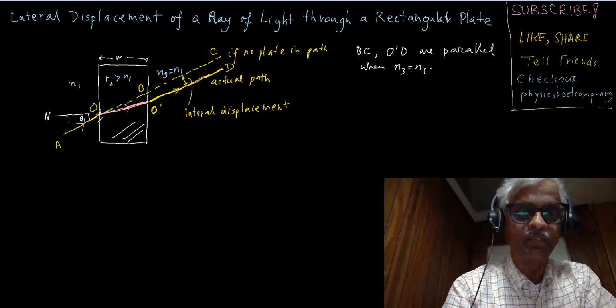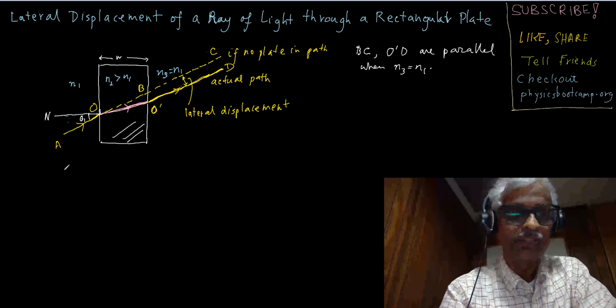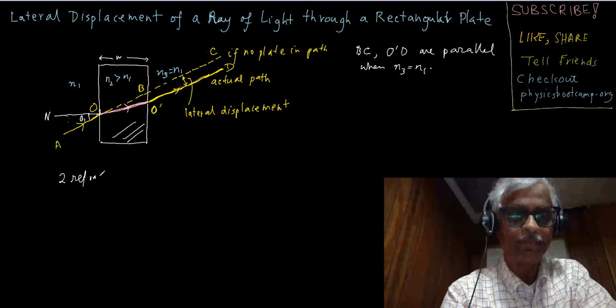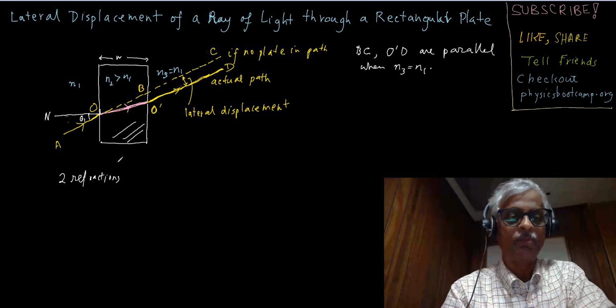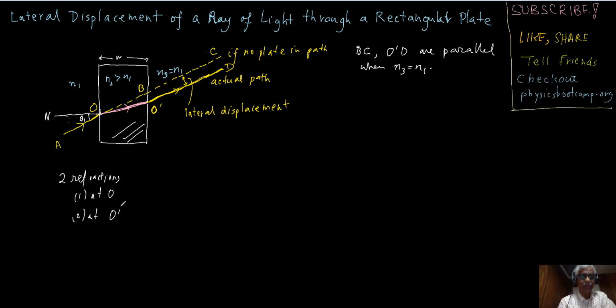A ray comes in, and it doesn't continue on the original path because of refraction here. It refracts and then refracts again, so there are two refractions, one at O and another at O prime. Now, if the refractive index of this plate is greater than N1, then it's going to bend inward, and that's because of Snell's law. And then when it comes out, now this is bigger than this, so it's going to bend outward.